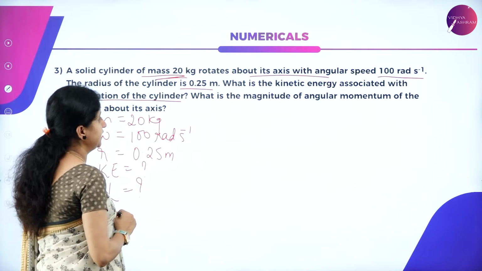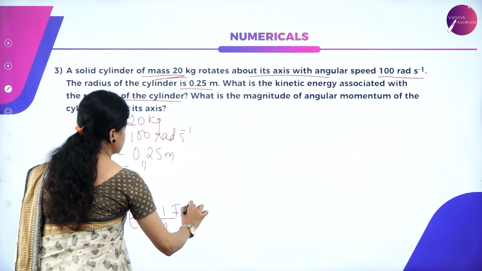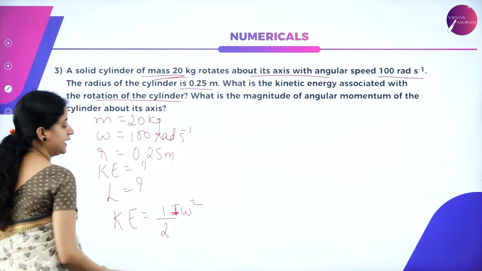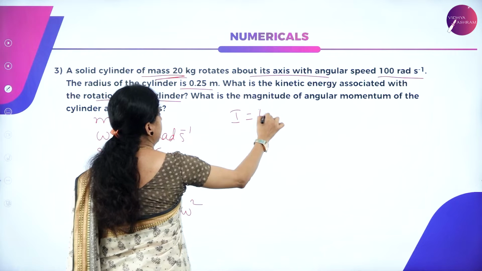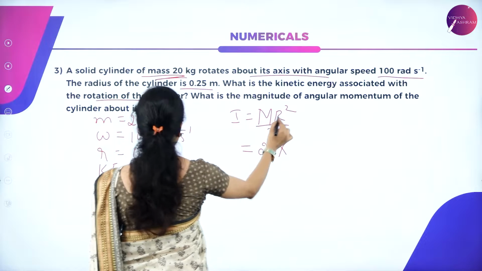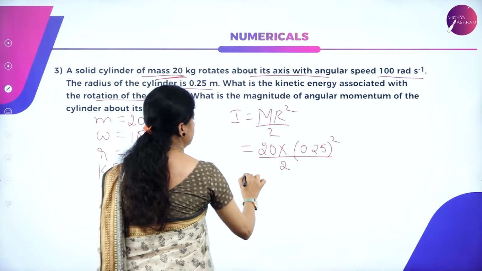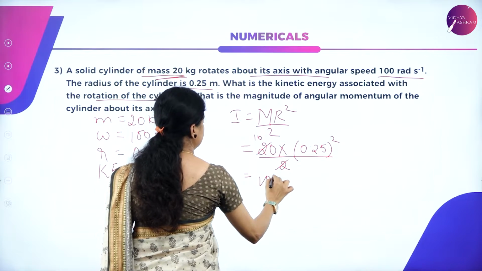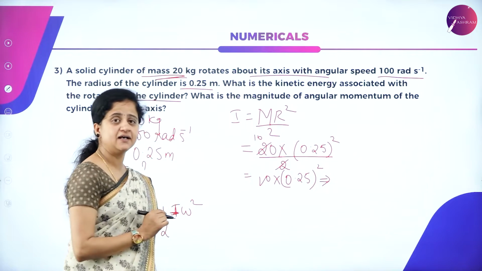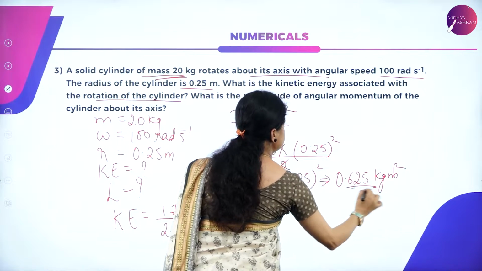What's the formula to find kinetic energy? Kinetic energy is half I omega square, or we can also write it as I omega square divided by 2. But how to find I? I can be calculated as mr square divided by 2. So we will get mass as 20 into radius 0.25 the whole square divided by 2. So we will get 10 into 0.25 the whole square, and the value we get here is 0.625 kg meter square. So this is the value of I.